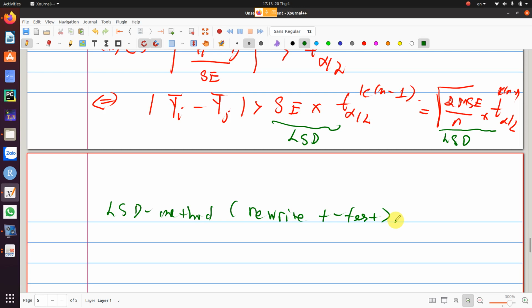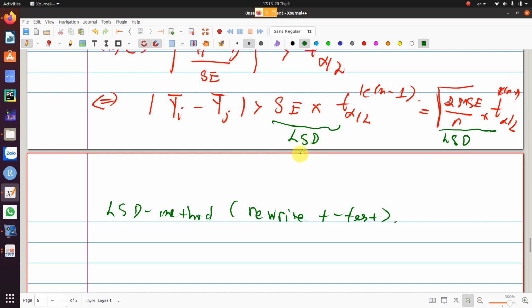And if we see that the distance between two sample averages is greater than LSD, we conclude that we reject H0. If it's less than LSD, we conclude that we don't have enough evidence to reject H0. Okay, it's very convenient.